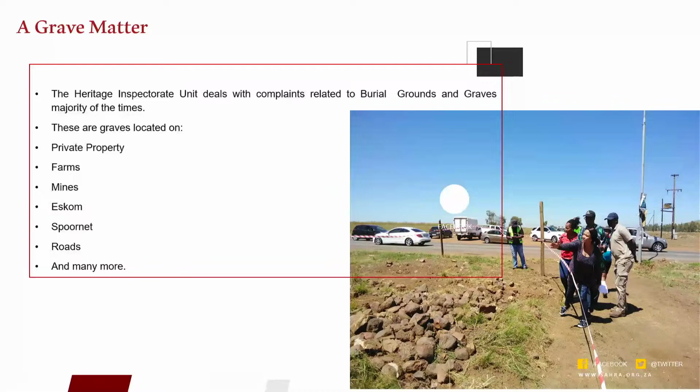So we also have graves located on ESCOM properties, Spoornet and roads. Sometimes when you're passing, you're driving through, you can see some graves on the road. So we also deal with those graves, and there are a lot of cases that are coming in from Central and desecration of graves. So those are the graves located outside of a formal cemetery that we deal with, automatically graves older than 60 years.